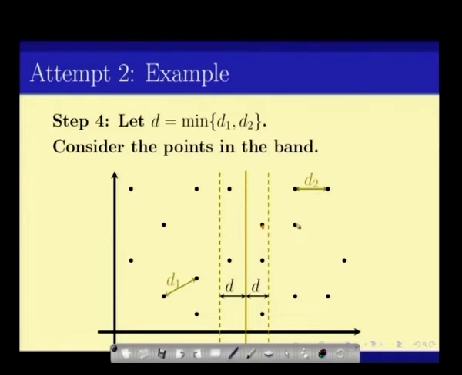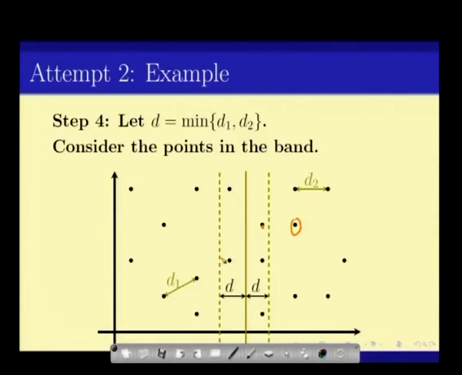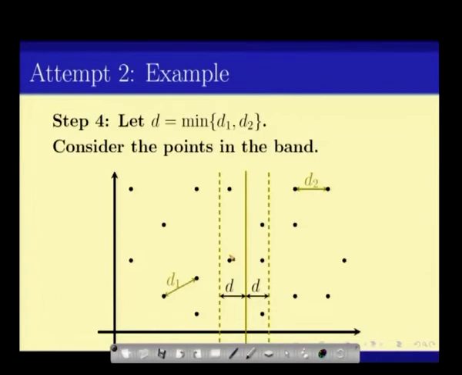And that cannot happen if this point is at distance D from this median, because then all the points on the left hand side will also be at distance greater than D. So, the only points that are interesting to us now are the points which are in this band. Points which are outside this band are not useful at all, because they will not contribute to the shortest distance by taking P from the left hand side and Q from the right hand side.